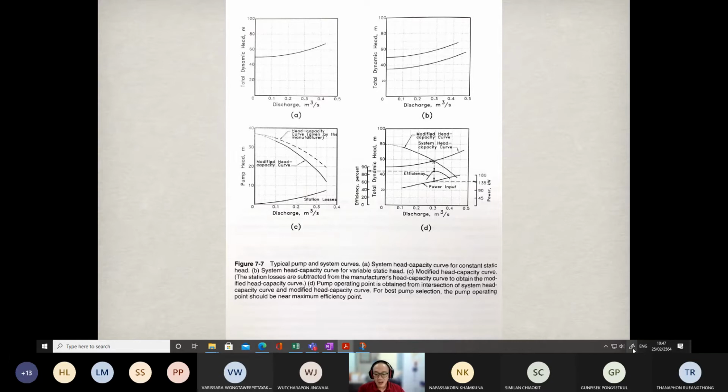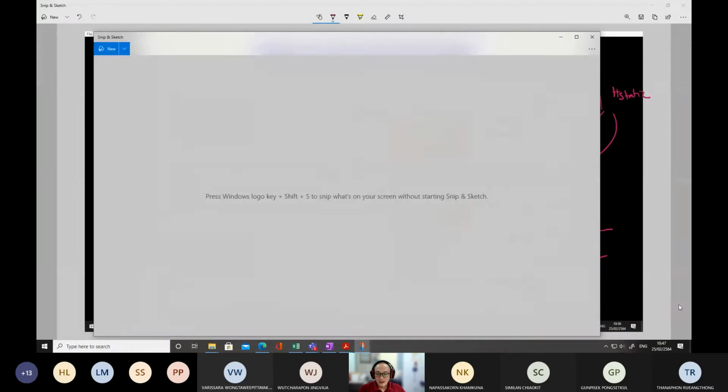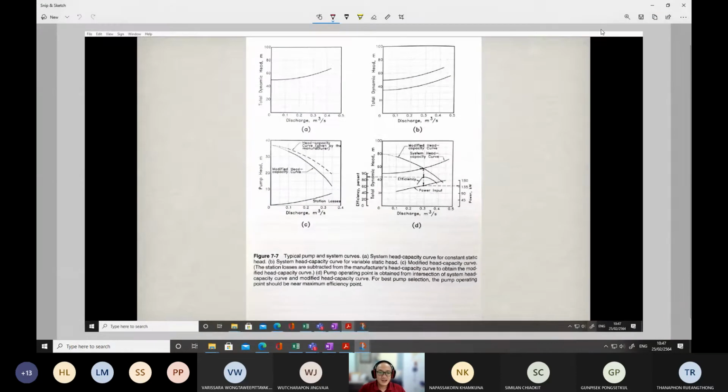so whenever we talk about the pumps, our situation is like this. So if we want the water transported from a lower reservoir to the upper reservoir, and our system is like this. So if we want the discharge at 0.3 cubic meters per second, and we want the total dynamic head at least 40, so we need to operate the pump above this point.